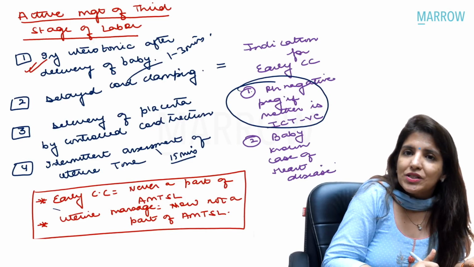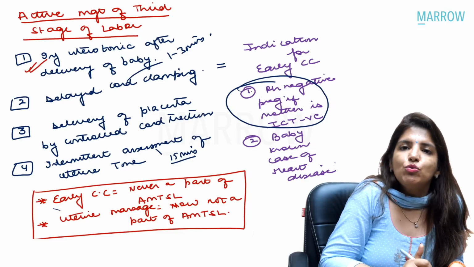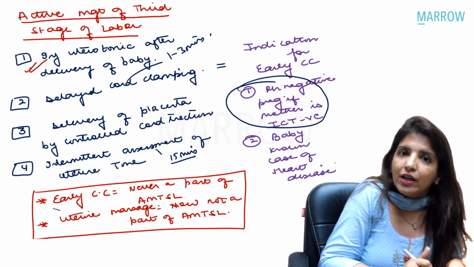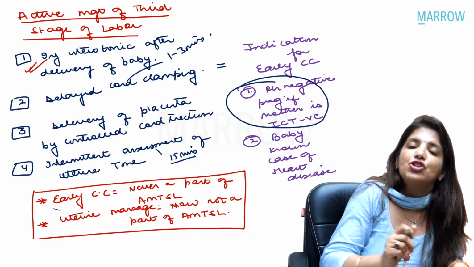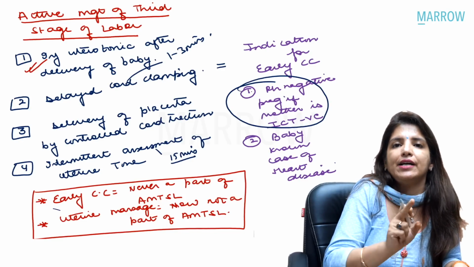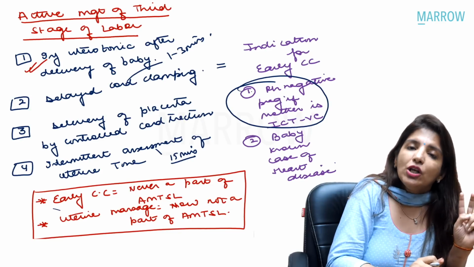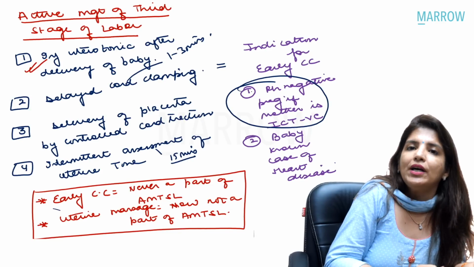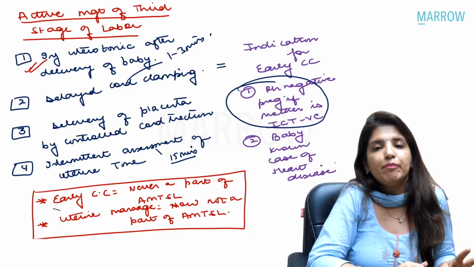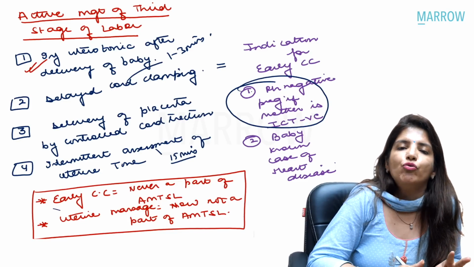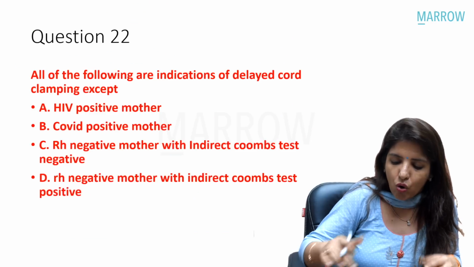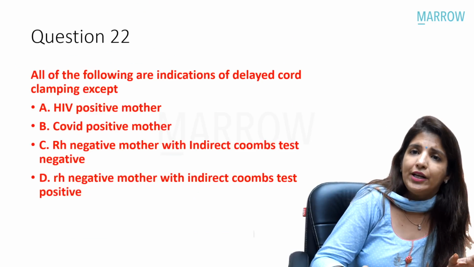So we always study that in Rh negative pregnancy we do early cord clamping, but in which category of Rh negative patients? In those in whom feto-maternal hemorrhage has not occurred, that means the indirect Coombs test is negative. The only other indication for doing early cord clamping is if the baby is a known case of heart disease. In these two conditions, I'm going to go for early cord clamping. In all the rest of the conditions, I go for delayed cord clamping.